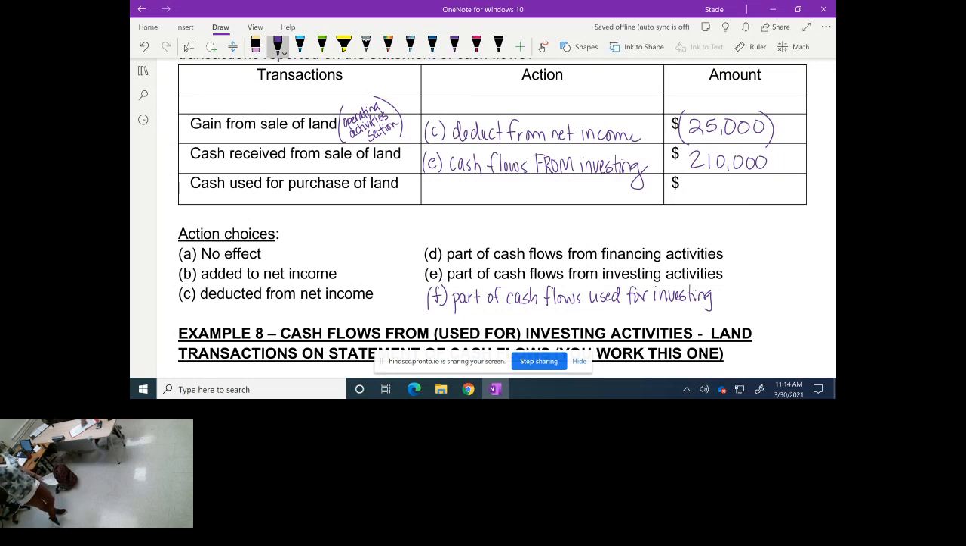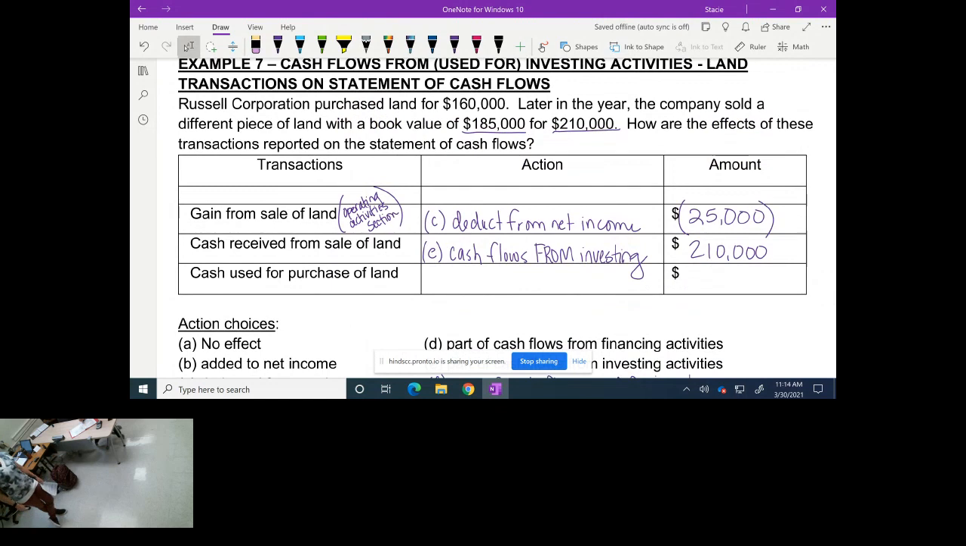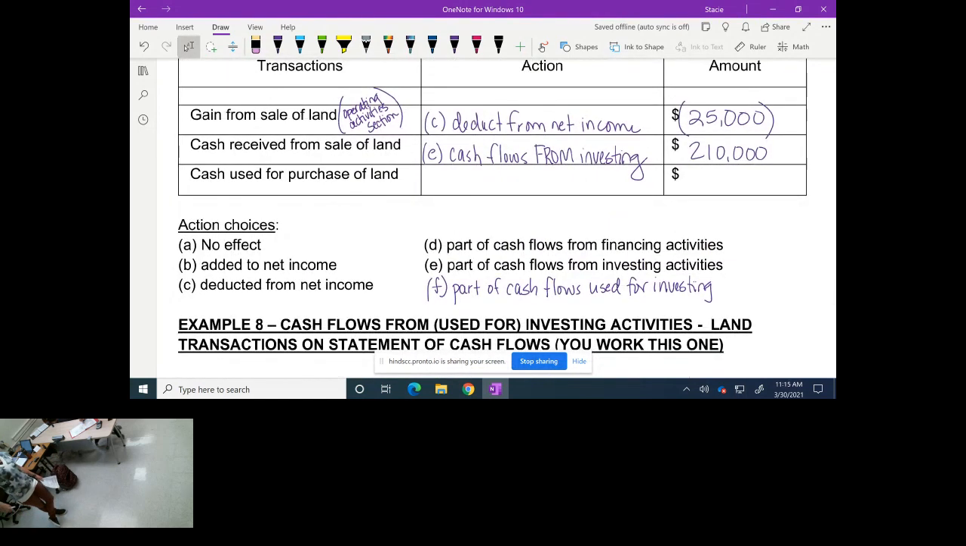And then they actually purchased another piece of land. So where would that fall in our choices? F. Yeah, that's going to be F. Cash flows used for investing. And that is how much? 160. 160. And since that represents money going out to buy this land, we'll show it as a negative amount.